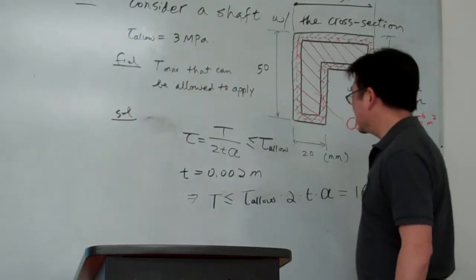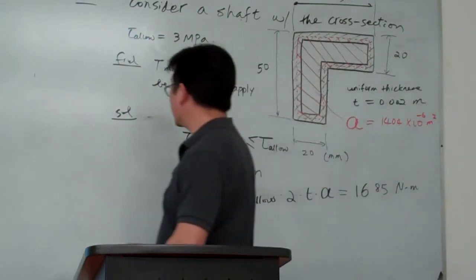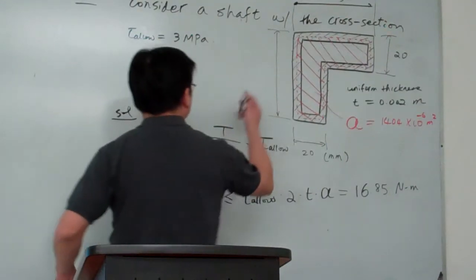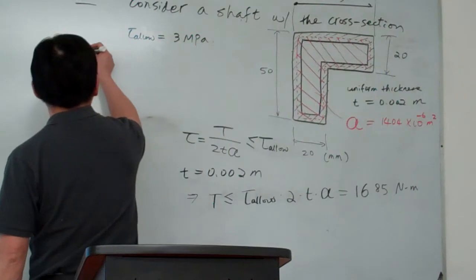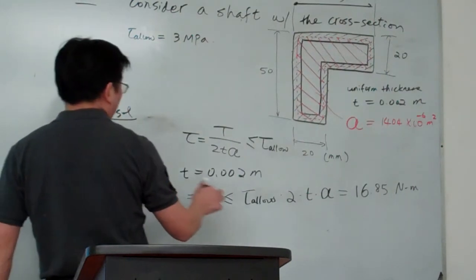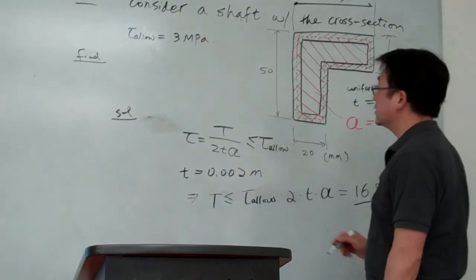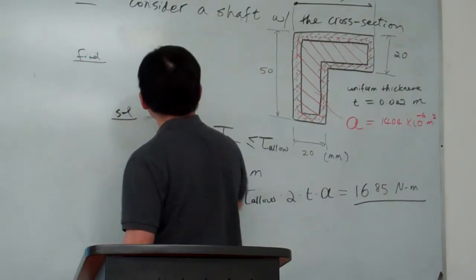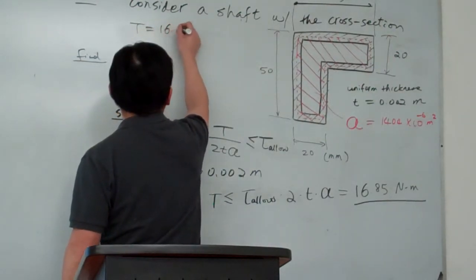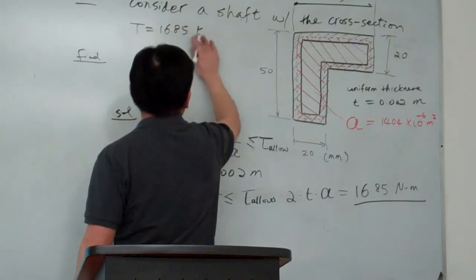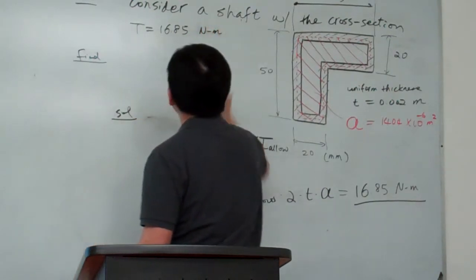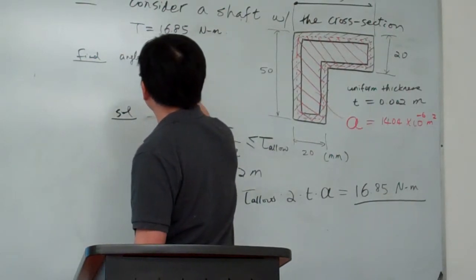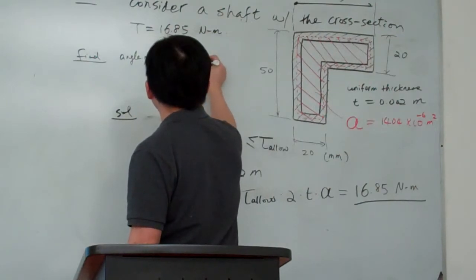And then following up with this information, we might be interested, using the same formulas, to exercise and find something else. If we use the maximum T, so say T equal to 16.85 Newton meters, then we want to find the angle of twist per length.